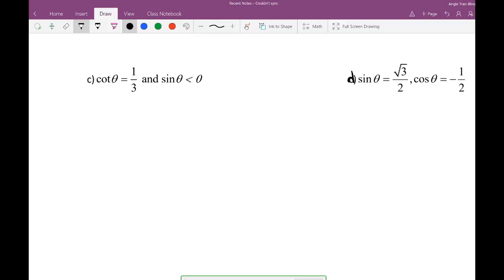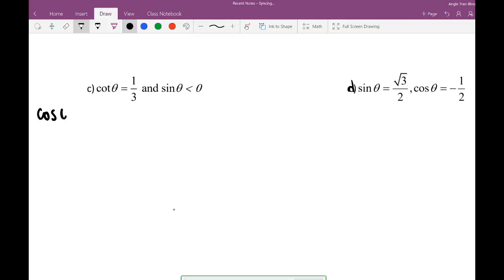How many more trig functions are we supposed to look for? 5 more. So we're starting at cosine, right? Oh, to be continued tomorrow. All right, y'all.